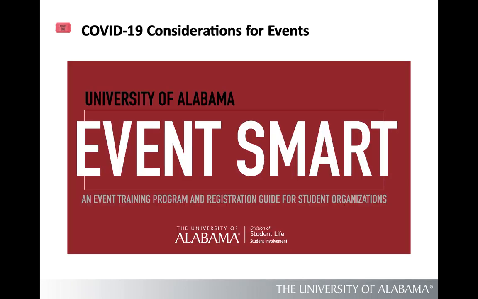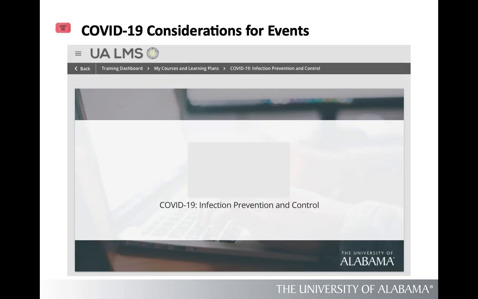A detailed review of the final recommendations and policies for student organization events will be included in Event Smart training this fall. If your organization plans to host in-person or virtual events or meetings this fall, please plan to have at least one officer complete Event Smart training. Additionally, be on the lookout for a UA-wide student training module about COVID-19 that will be required for all incoming and returning students.